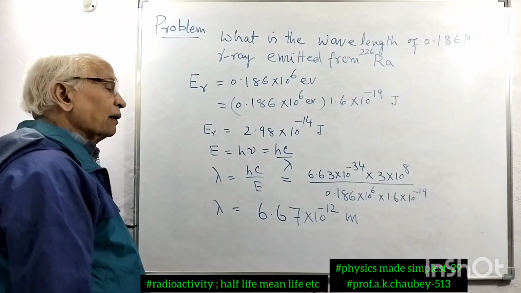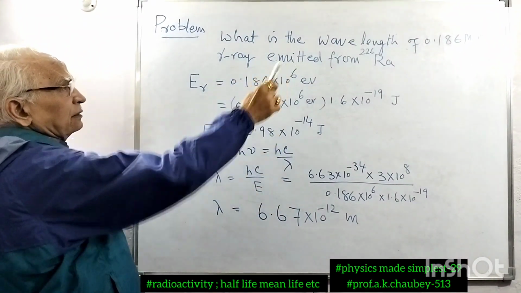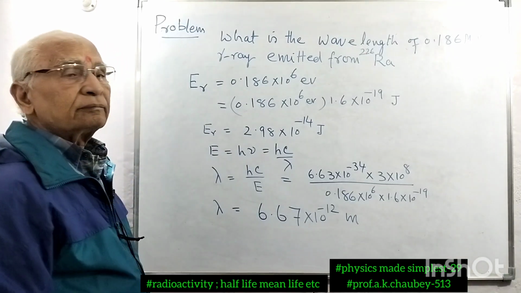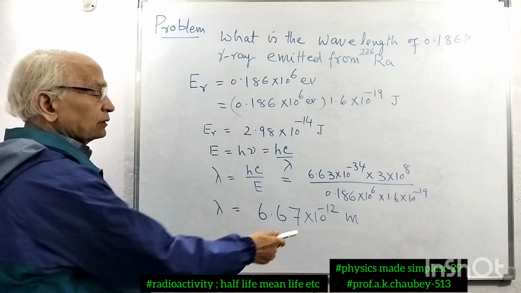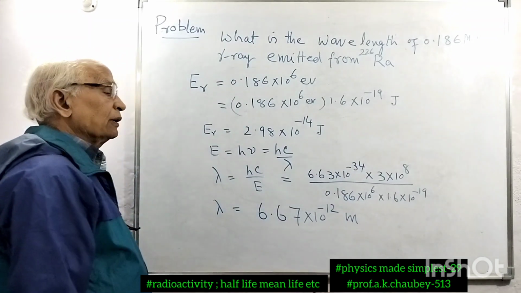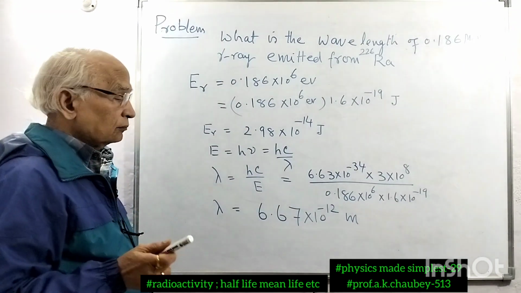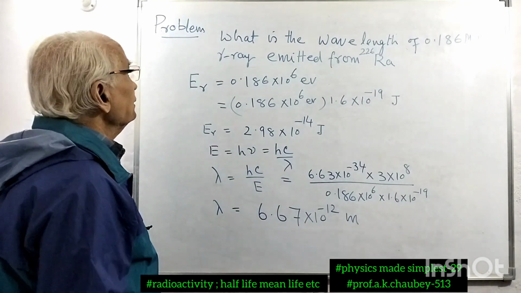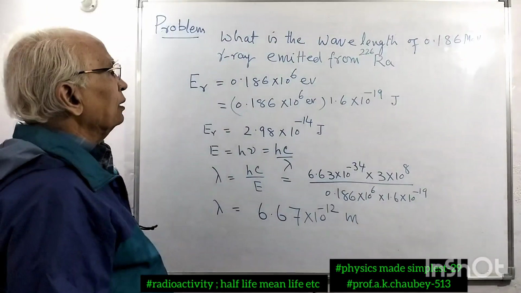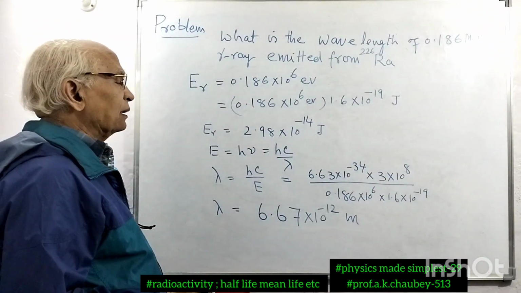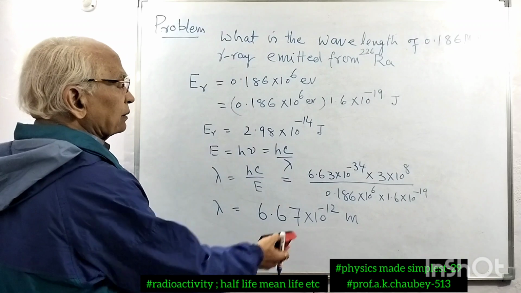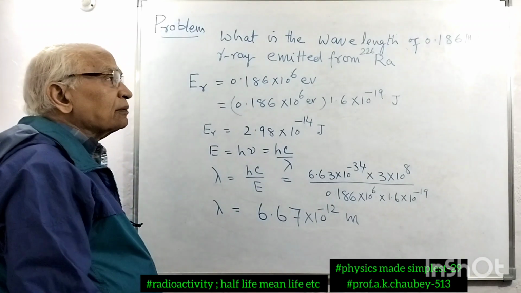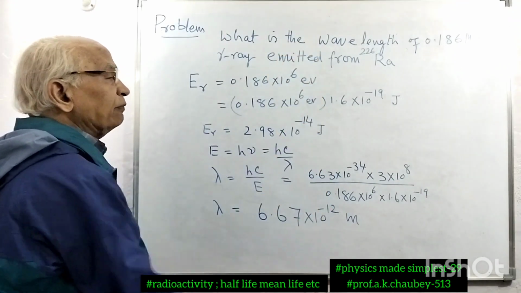Just I gave an idea that if the energy is 0.186 MeV, the order of wavelength is 10 to the power minus 12 meter. So much a small wavelength. This is just a problem I wanted to tell you, the relation between the wavelengths and the energy and the order of wavelengths. Wavelengths of gamma rays are of the order of 10 to the power minus 12 meters. If energy is more, this will be further small.